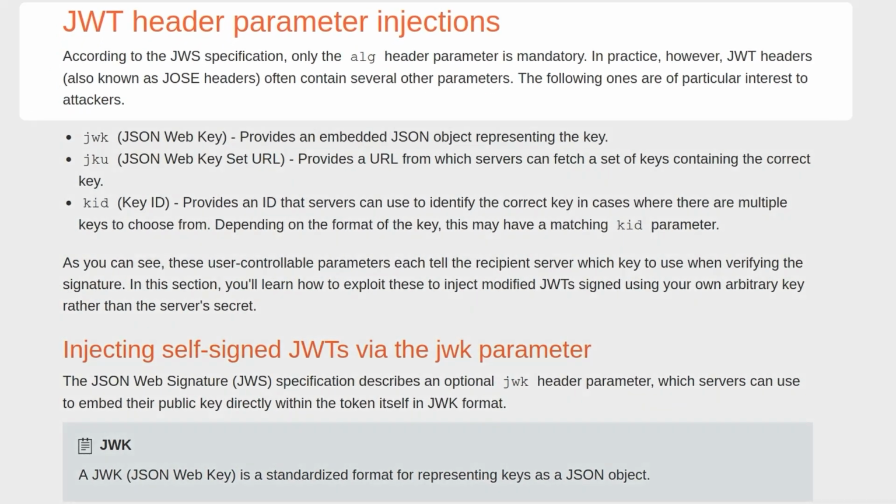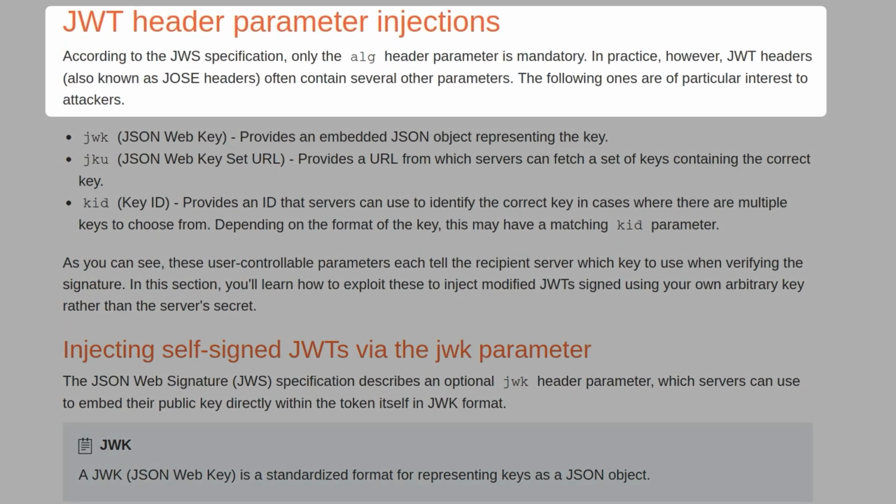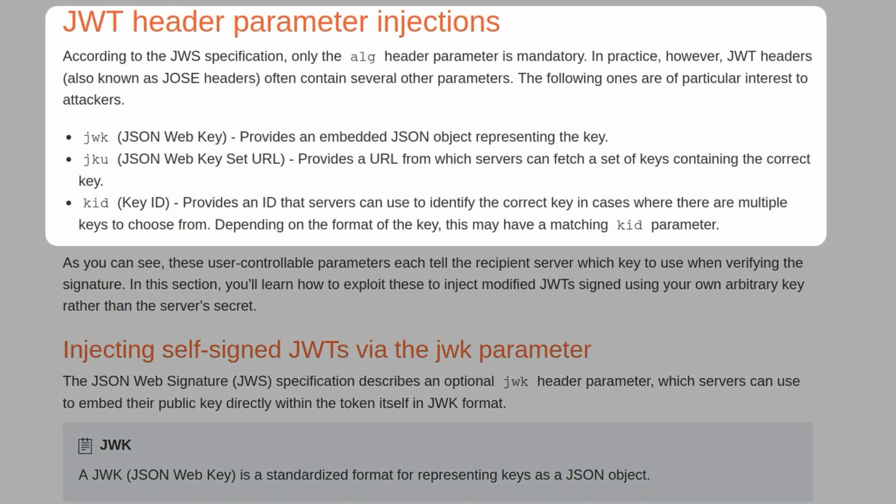to this lab. According to the JWS specification, only the alg header parameter is mandatory. In practice, however, JWT headers, also known as JOSE headers, often contain several other parameters. The following are of particular interest to attackers. JWK, which is a JSON Web Key, provides an embedded JSON object representing the key. The JKU, which is a JSON Web Key Set URL, provides a URL from which servers can fetch a set of keys containing the correct key.